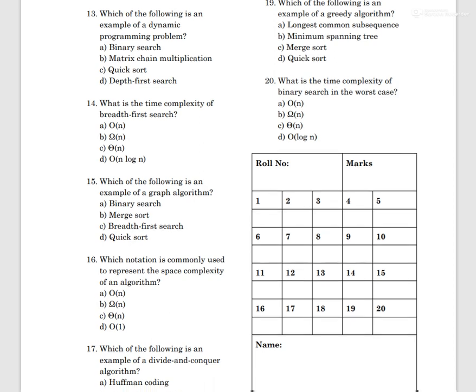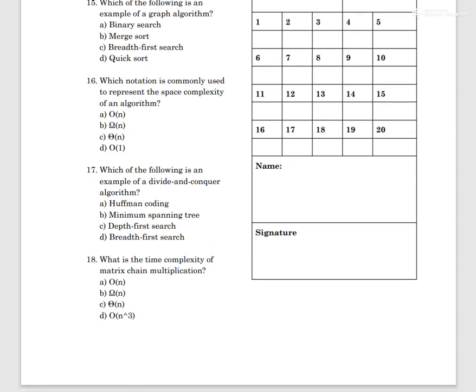Question 17th. Which of the following is an example of a divide and conquer algorithm? Divide and conquer algorithm can be easily done in minimum spanning tree algorithm. So here the correct option is option B, minimum spanning tree.